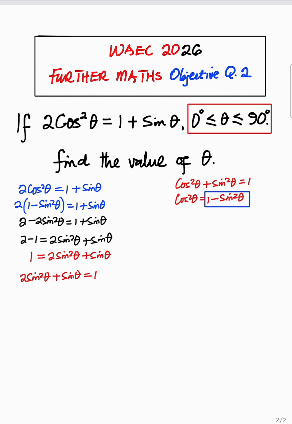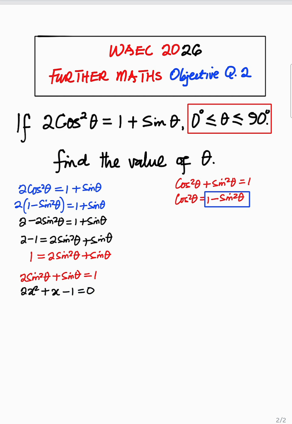If you take a look at this equation, you see it's a quadratic. So let us represent sine theta by, let's say, y or x. So let me just use x. So here I have 2, then if sine theta is x, it means sine squared theta will be x squared. So here you have 2x squared plus x equals 1. So if I bring this 1 to the left-hand side, the equation becomes 2x squared plus x minus 1 equals 0.